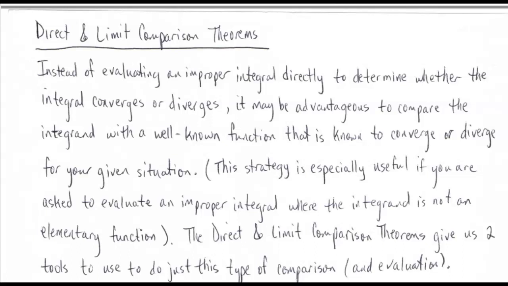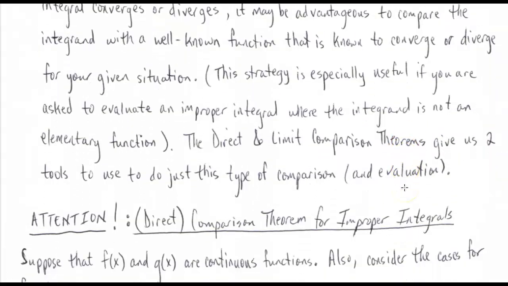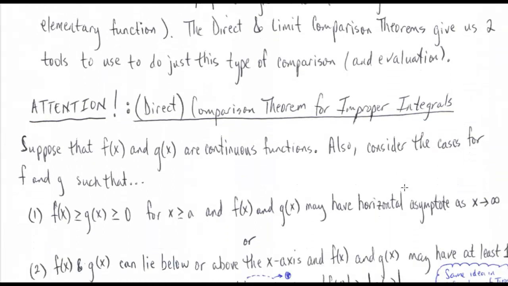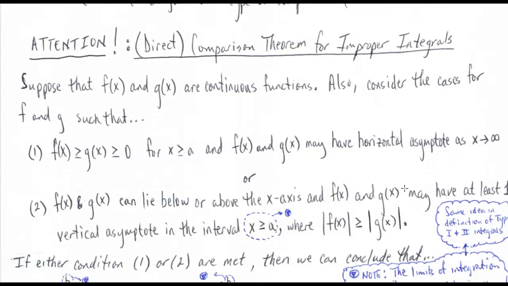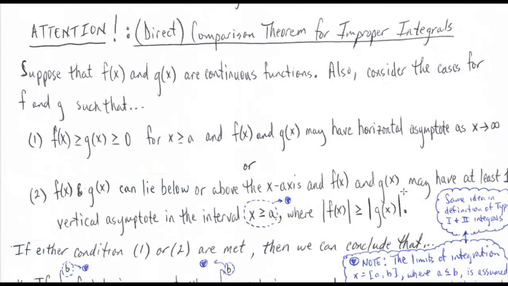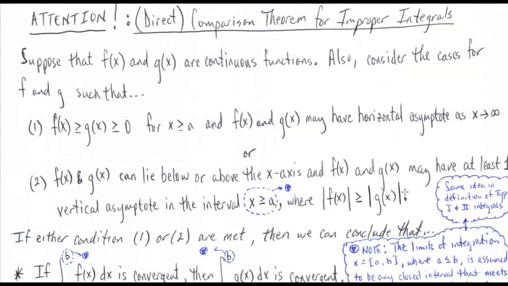So I'm going to skip down to what the actual direct comparison theorem for improper integrals is. I'm going to take some time to translate what we're looking at here, because there's a lot of information, but once we get it all in, we'll be able to summarize it. First, suppose that we have two functions, f and g, and they are both continuous functions.